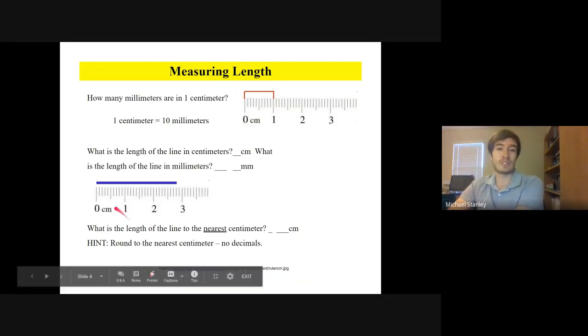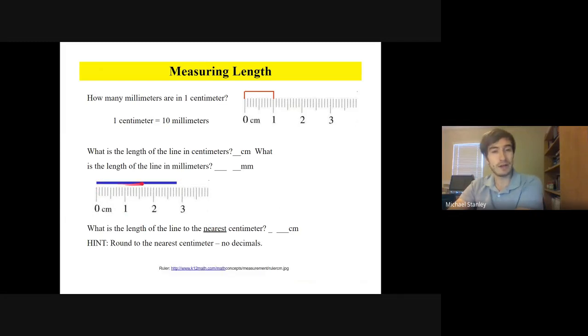So, for example, if we were to measure the length of this blue line right here, if we were to count by centimeters, then we'd say this is, all right, let's see here. We have 1, we have 2, we have 2.5, 2.6, 2.7, 2.8. So this blue line is approximately 2.8 centimeters.